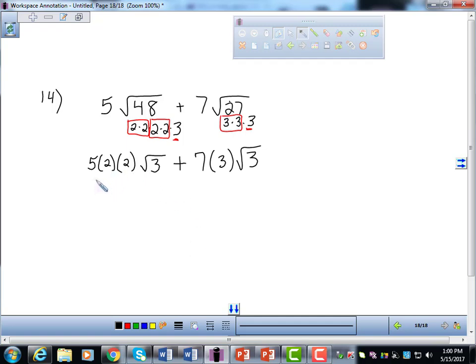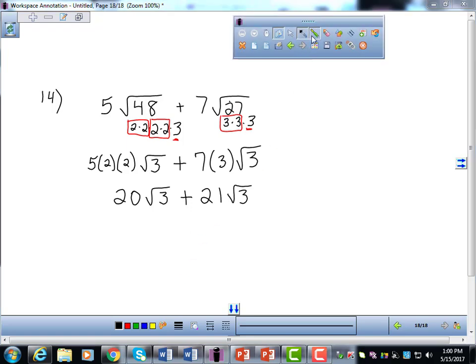So we have 5 times 2 is 10. 10 times 2 is 20 square root of 3 plus 21 square root of 3. Are they like terms? How do you know if you have a like term? The index and the radicand. Your index and your radicand have to be exactly the same. So the index is 2, the index is 2, the radicand is 3, the radicand is 3. These are like terms. You take the 20, you add it to the 21. Finished.